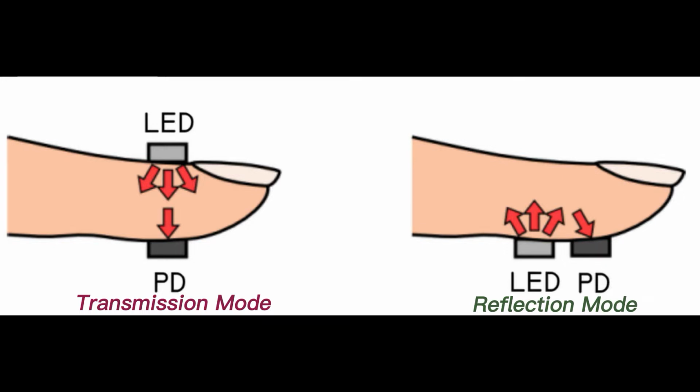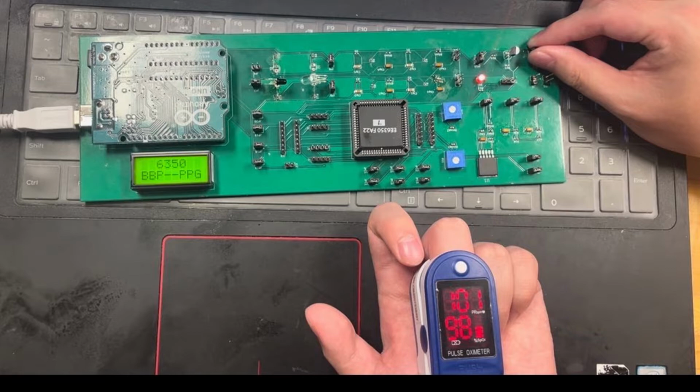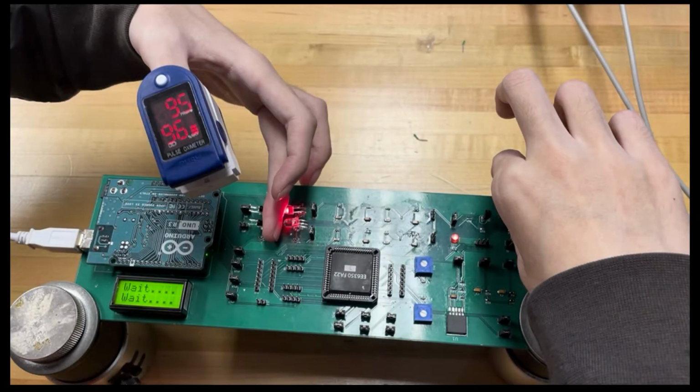In our project, we used both reflection mode as well as transmission mode. To measure heart rate, we chose a reflective light sensor to capture blood flowing signals. When you pinch the clip, it will detect blood flow signals and transfer them to currents. To measure oxygen saturation, we used transmissive light sensors.